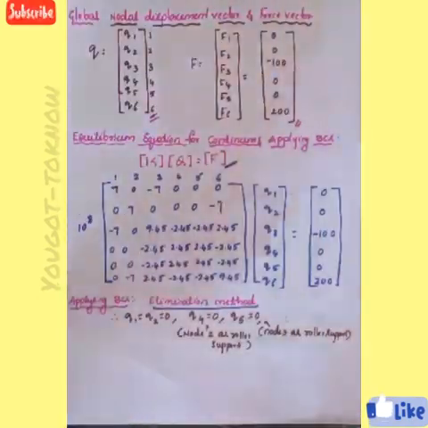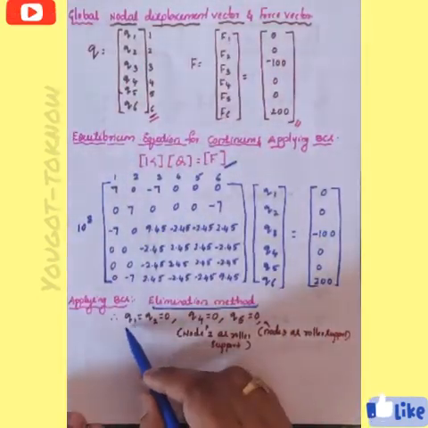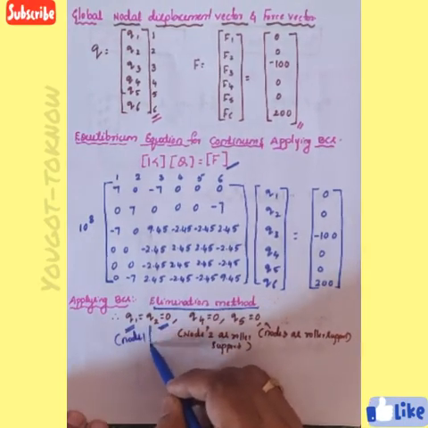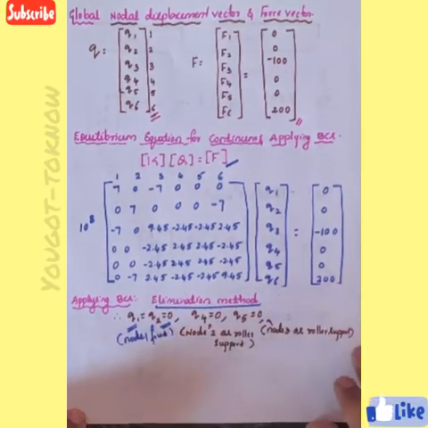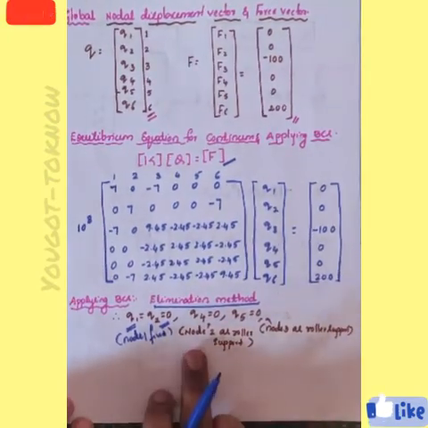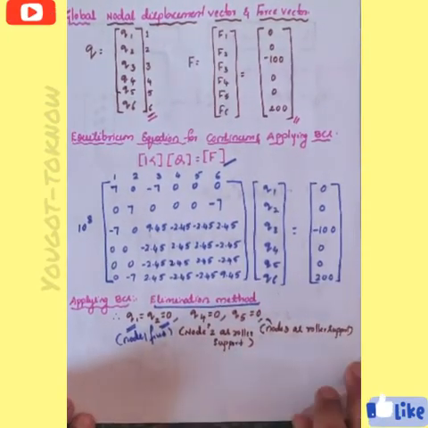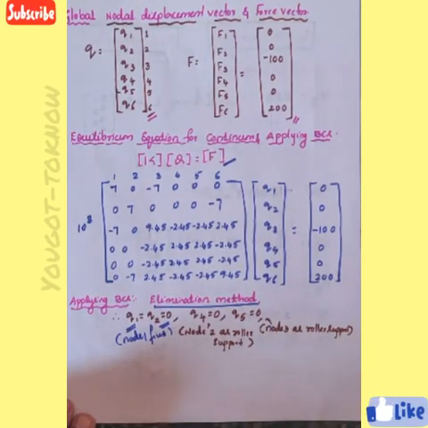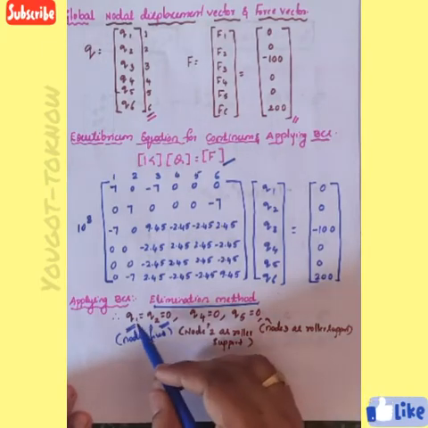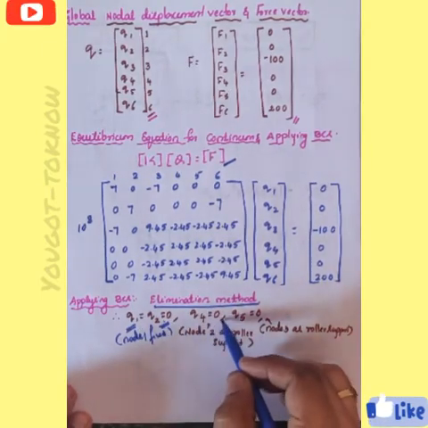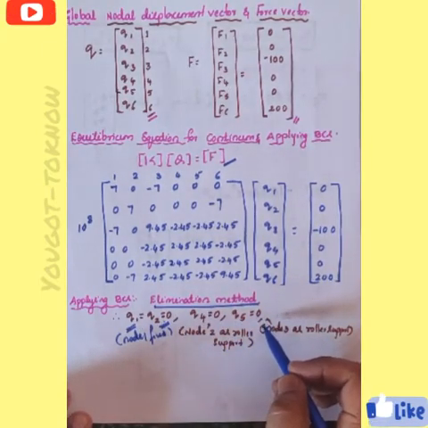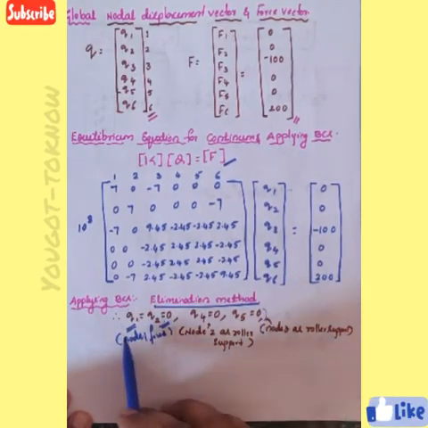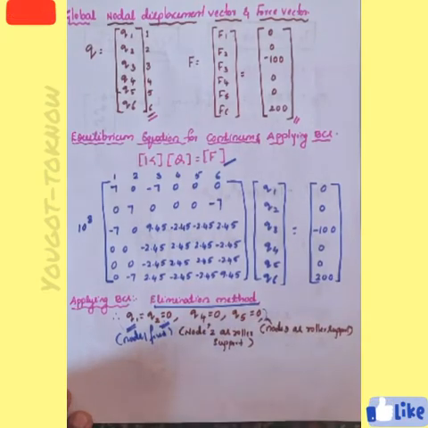As per the given problem, Q1 and Q2 are 0 because node 1 is completely fixed. In node 2, only Q4 is 0 because a roller is allowed in the x direction. In node 3, Q5 is 0 because a roller is allowed in the y direction. So Q1, Q2, Q4 and Q5 are 0. What is the meaning of this? Now you should eliminate the corresponding rows and columns of these displacements.